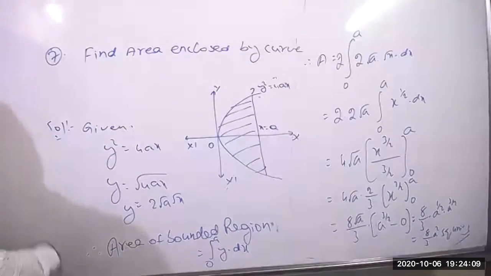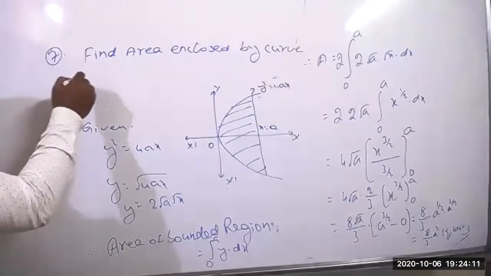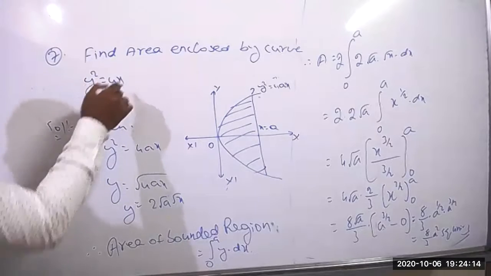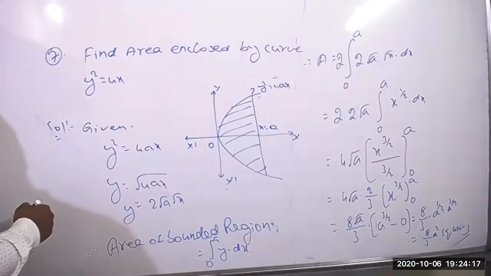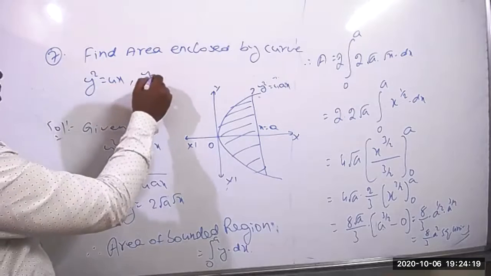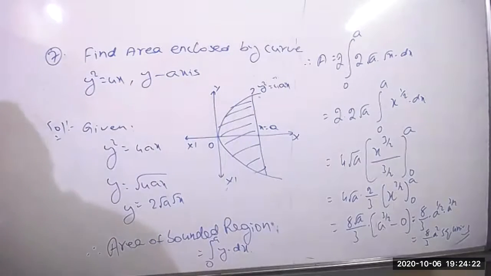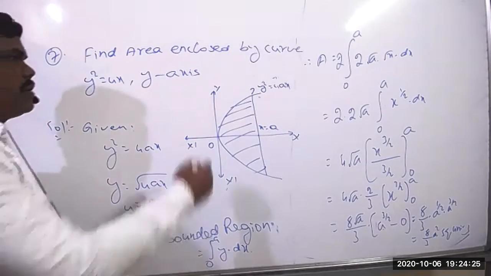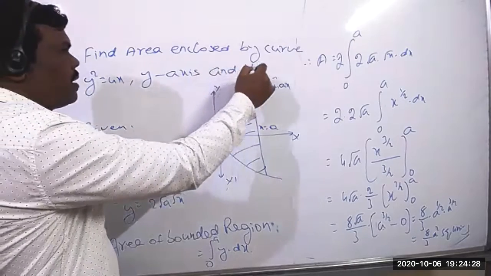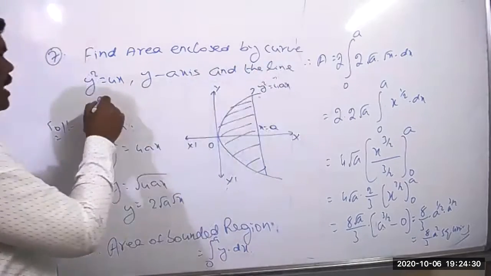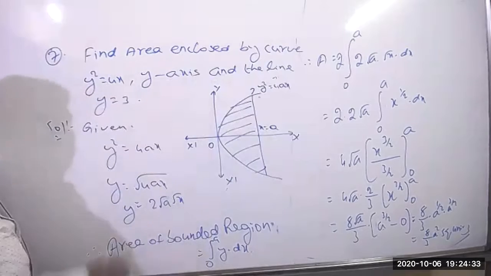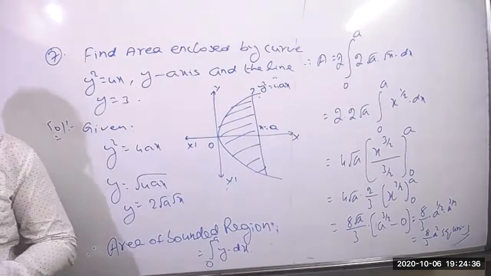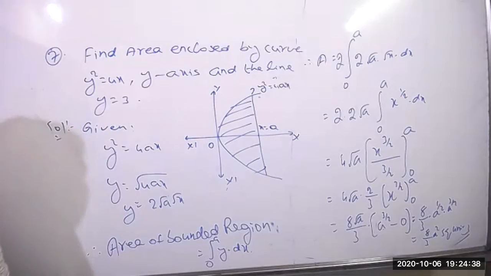Find the area enclosed by the curve y square equal to 4x, the y-axis, and the line y equal to 3. Further, find the area enclosed by the curve y square equal to 4x, the y-axis, and the line y equal to 3.